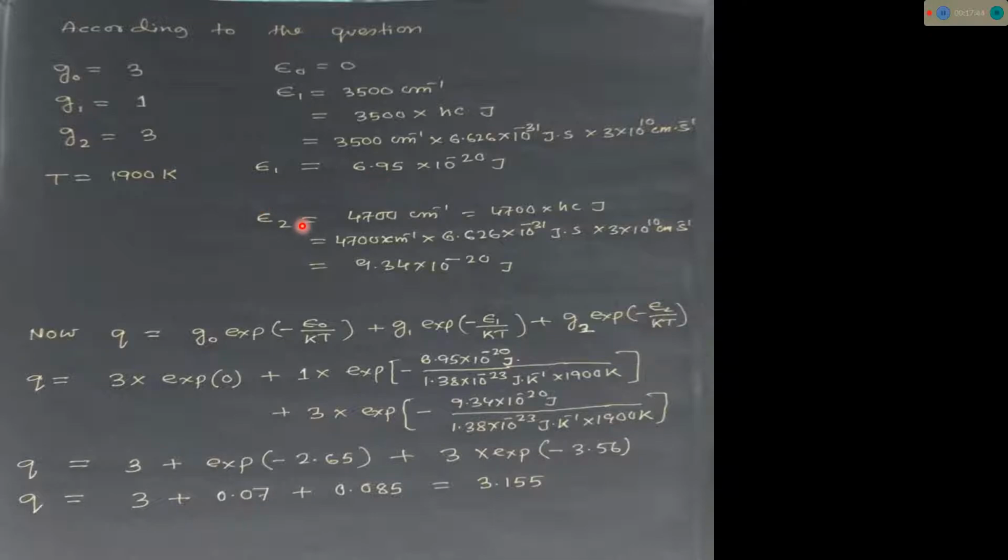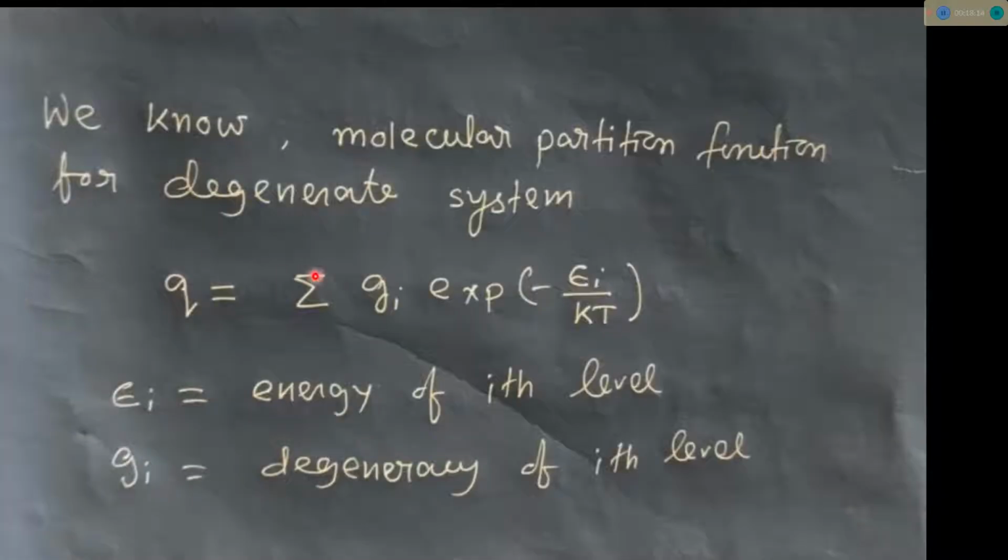Same case for epsilon 2, 4700 centimeter inverse, meaning 4700 times hc in joule: 6.626 times 10 to the power minus 34 joule second, again 3 times 10 to the power 10 centimeter per second. Then we obtain the value in joule unit, 9.34 times 10 to the power minus 20. The temperature is given as 1900 Kelvin. Now from this expression, Q is equal to the summation of Gi exponential minus epsilon i upon kT.